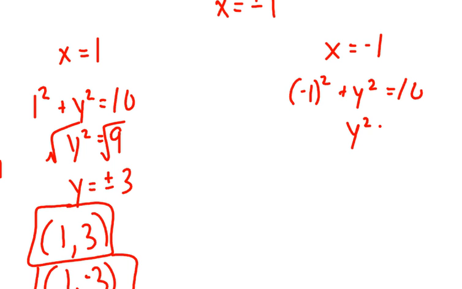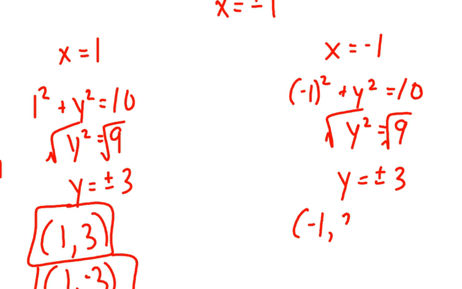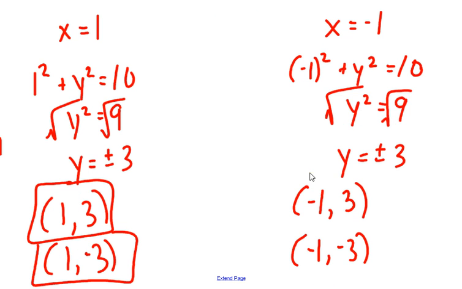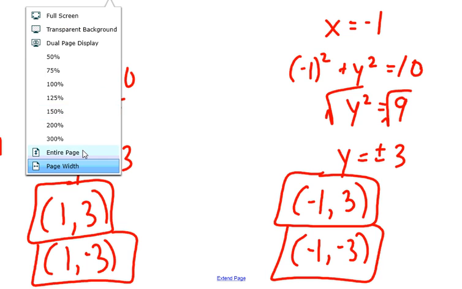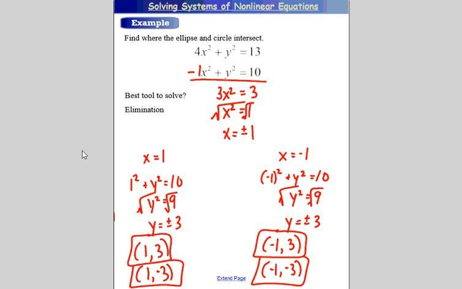I end up getting, again, y squared equals 9. I take a square root. I get y equals plus or minus 3, which again means when x is negative 1, y can be a positive 3, or when x is negative 1, y could be a negative 3. And I get two more answers. So this one actually has four solutions.